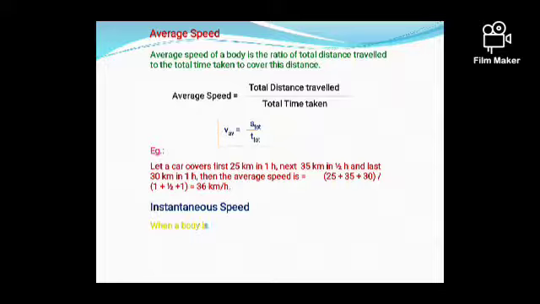Now coming to instantaneous speed, that means the speed of a body at any instant of time. It is for a short interval of time, and it is measured by the speedometer of a vehicle. The speedometer of a vehicle measures instantaneous speed, that means the speed of the body at that instant of time. That is called instantaneous speed. So don't get confused.